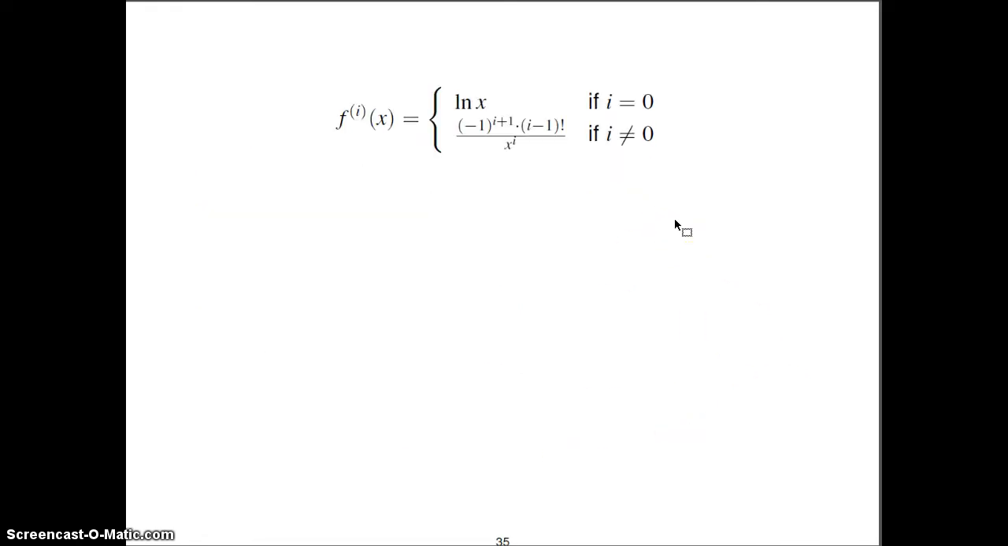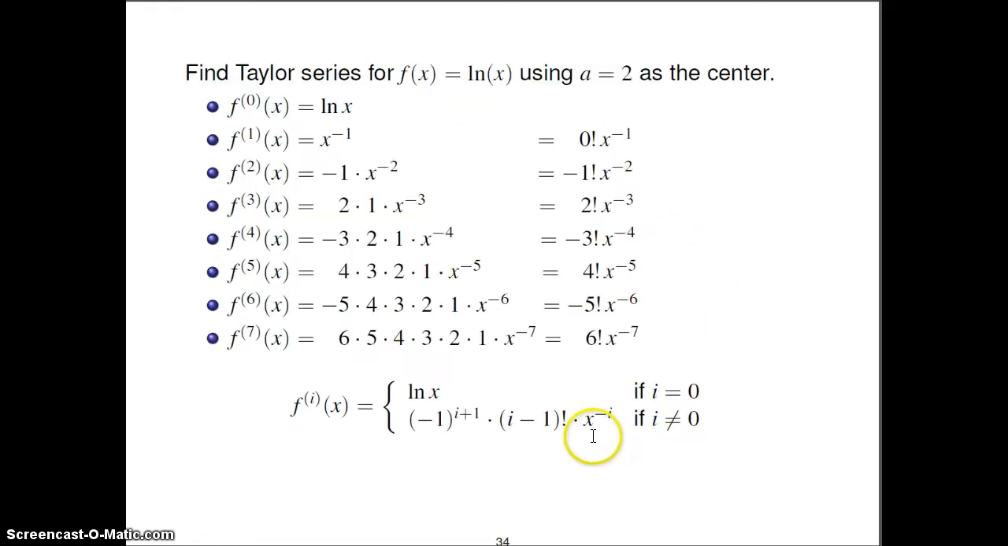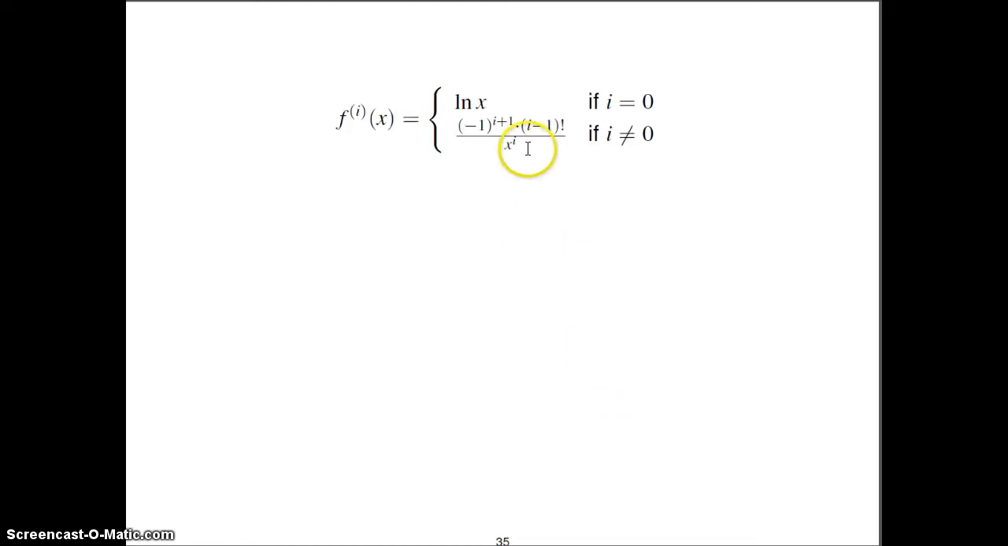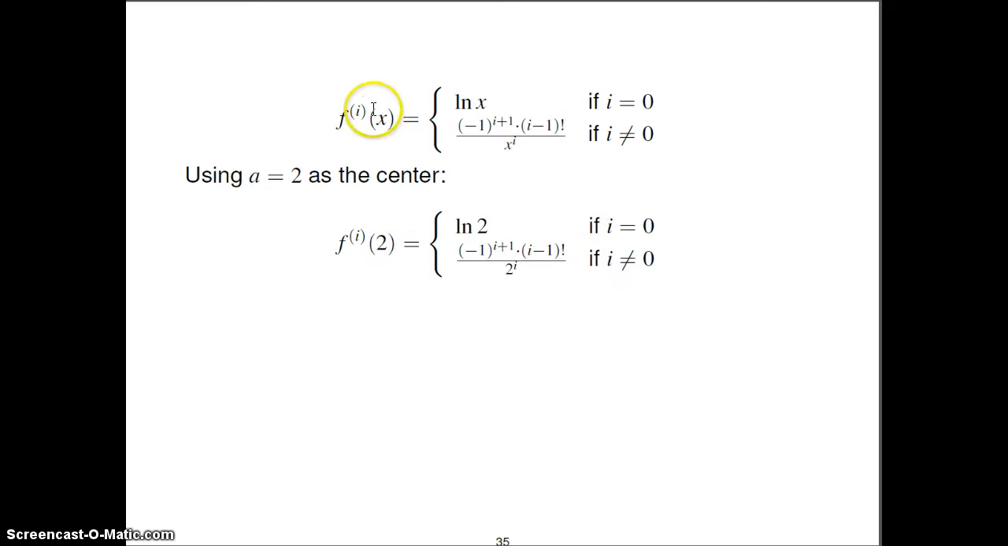Let's take this and put this on the next slide. I rewrote this just a little. So if I go back to the previous slide, all I did was I took the x to the negative i and put that in the denominator. And why not? I mean, we're done with sort of the format for pattern recognition. And now the point is we're using a equals 2 as a center. That means plug in for the x. That's here, here, and here. Plug in a 2, and that's all that happened here. So this x became a 2, that x became a 2, this x becomes a 2, and that's it.